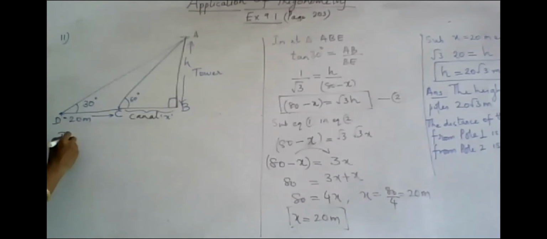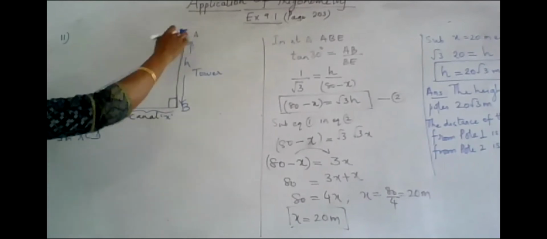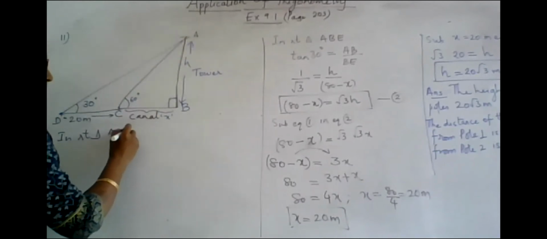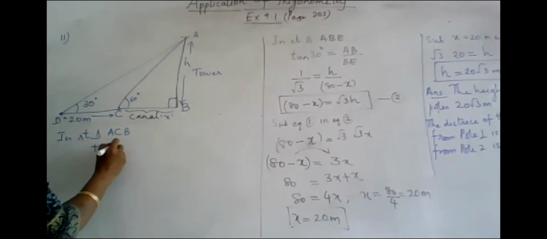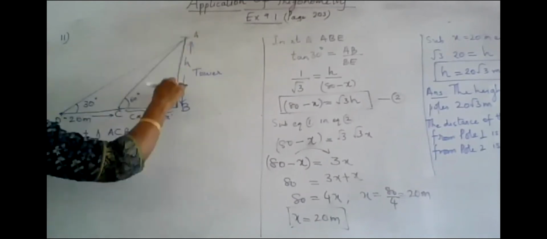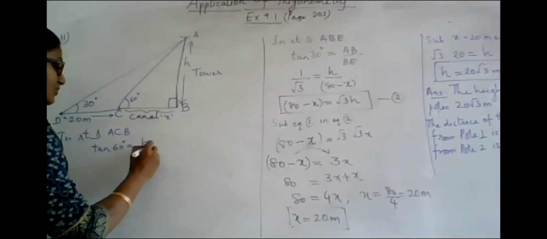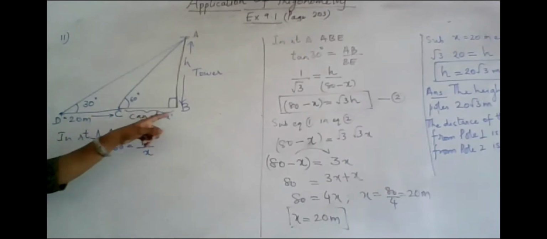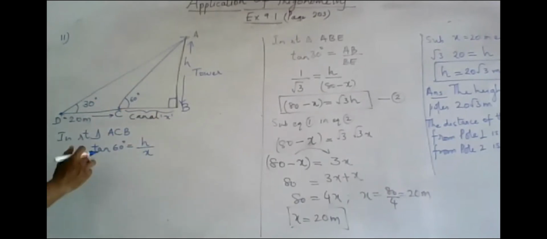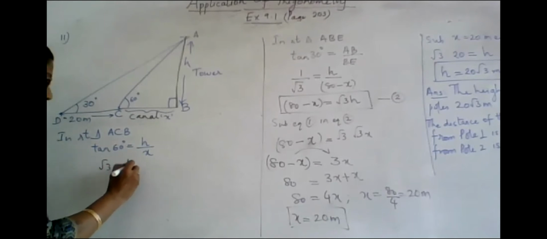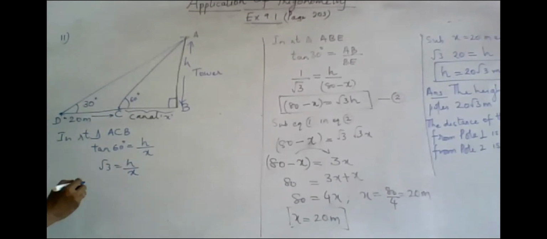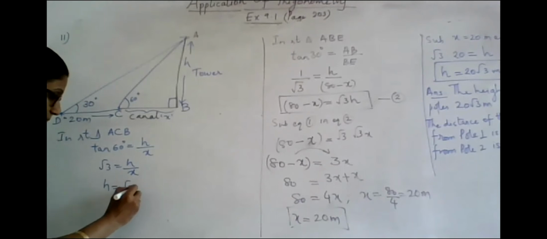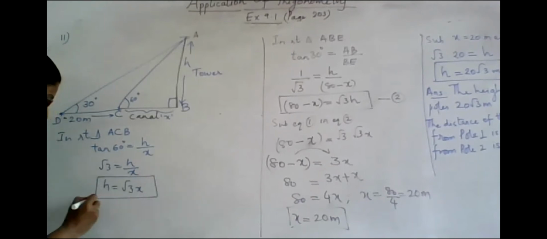So in right triangle, I'll take the smaller one, ACB, tan of 60, because I'm talking about the opposite and the adjacent, is equal to h by x. Opposite is h, that is AB, and adjacent is BC, which is x. Tan 60 is root 3 is equal to h by x, or my h equals root 3 times x. So this is my first equation. Alright, now I'll go to my second triangle.